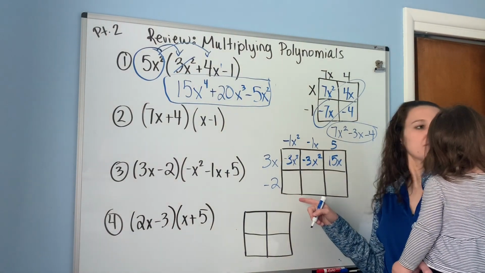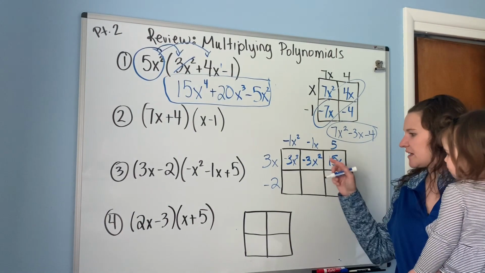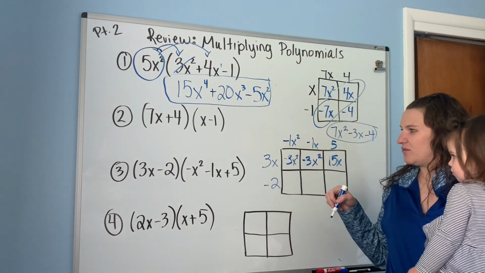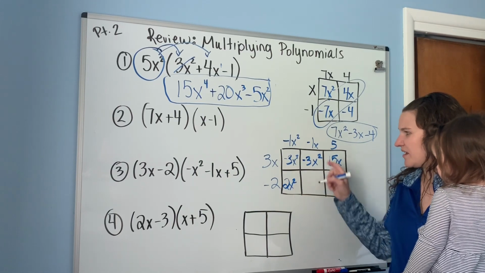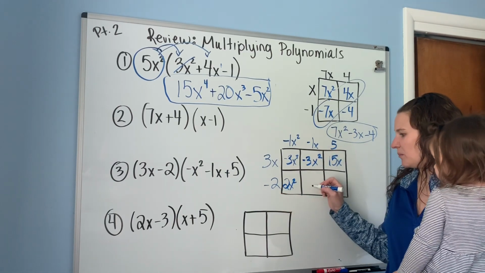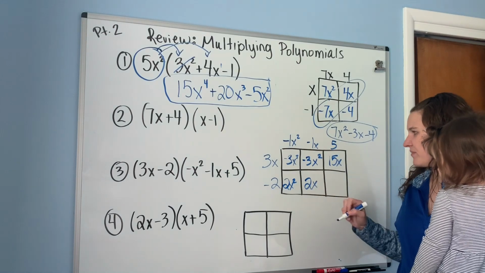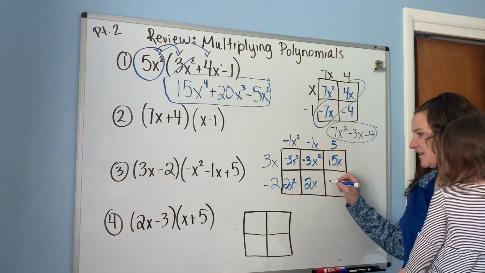Next row. Your hair's going a little crazy. Next row, negative 2 times negative 1x squared gives me a positive 2x squared. Negative 1 times negative 2 will give me a positive 2x. And then 5 times negative 2 is negative 10.